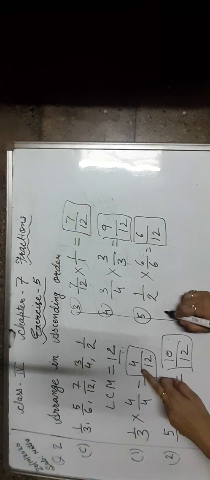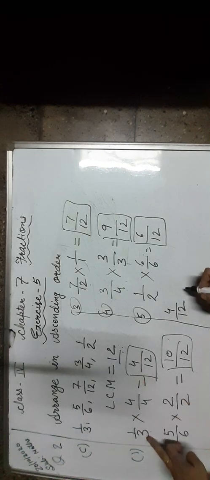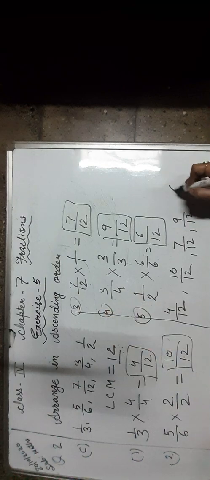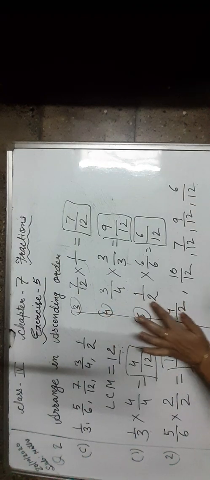Here we'll get 4 upon 12, which is equal to 1 upon 3. 10 upon 12, which is equal to 5 upon 6. 7 upon 12. 9 upon 12, which is equal to 3 upon 4. And 6 upon 12, which is equal to 1 upon 2.